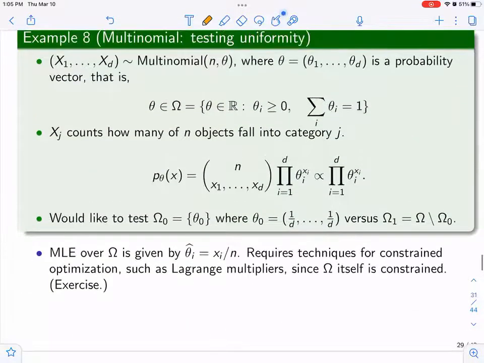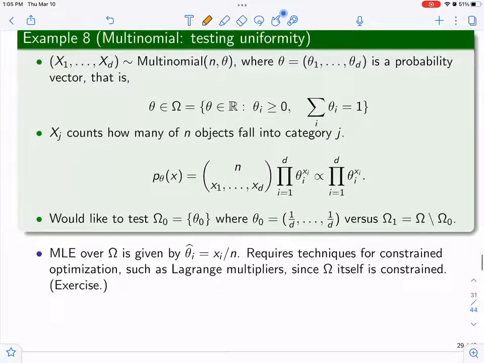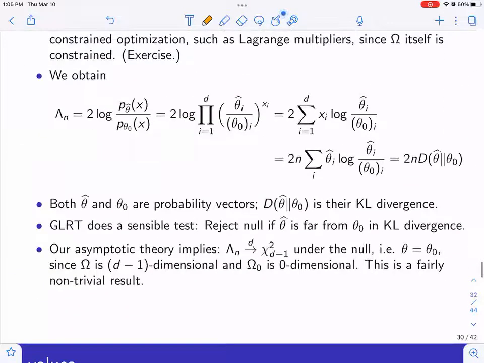The reason is, although the null has dimension 0, this parameter space is constrained. So if you look at the tangent to this, it's a d-dimensional subspace. So the MLE is sort of constrained already. So you have d-1 degrees of freedom here and 0 here. So the difference is going to be the degrees of freedom. And you can see it's a non-trivial result because this is a nonlinear function.